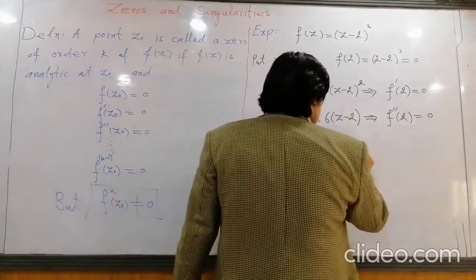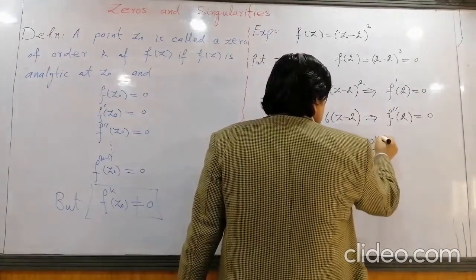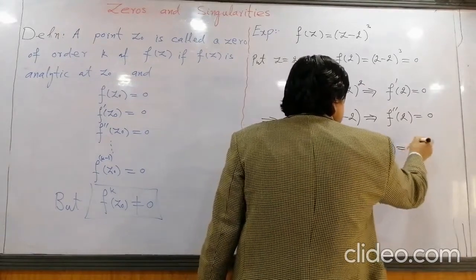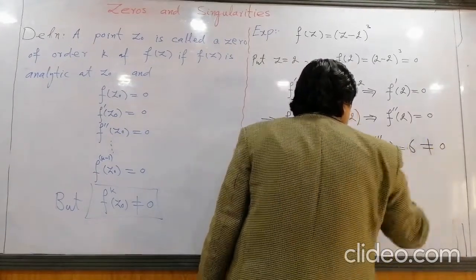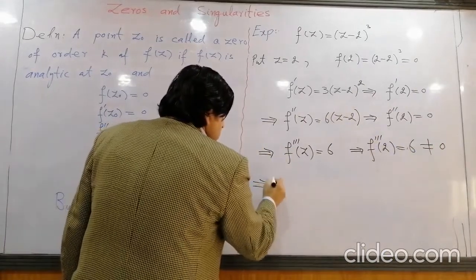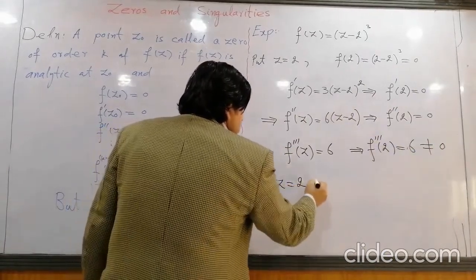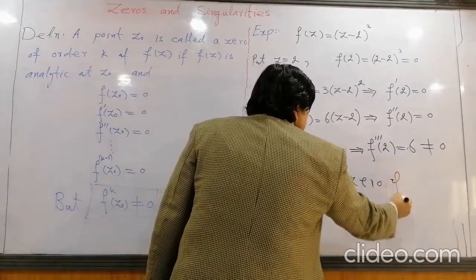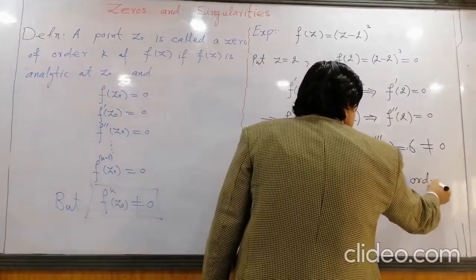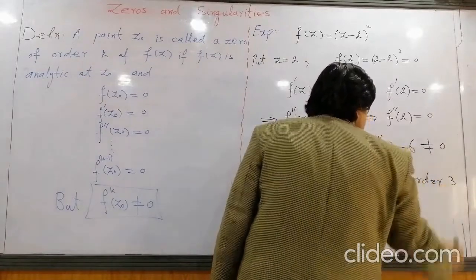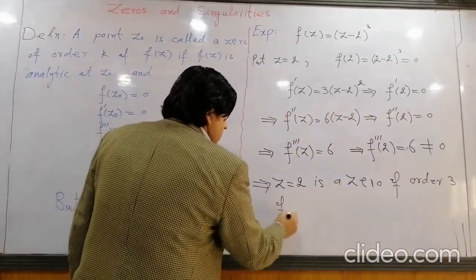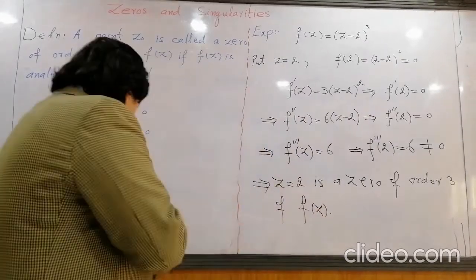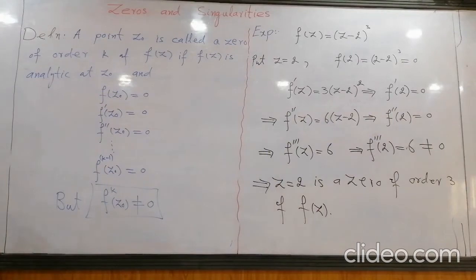And now if I put z is equal to 2, the answer is 6, which is not equal to 0. So this implies that z is equal to 2 is a 0 of order 3 of the function f of z. And now we have to solve another example.